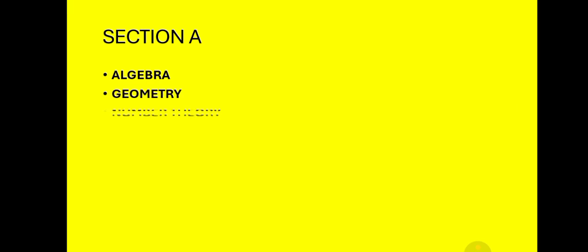Now, section A for the new curriculum has algebra, has geometry, has number theory, and then has data handling as well. Don't think that these areas I've mentioned only have to do with section B. So with that same energy you used to prepare for section B is the same energy you use to prepare for section A.